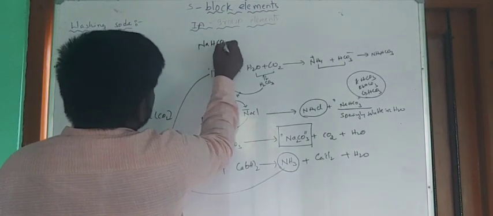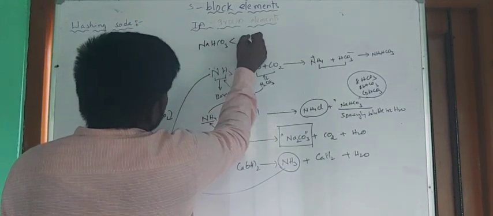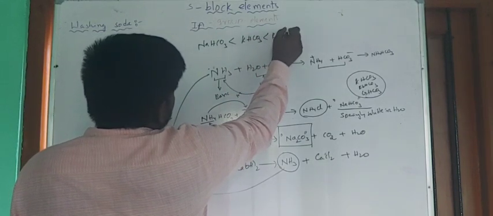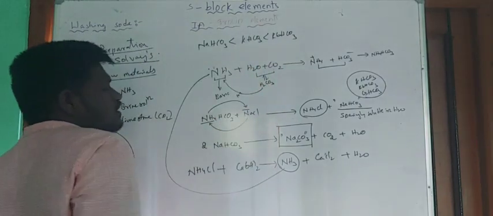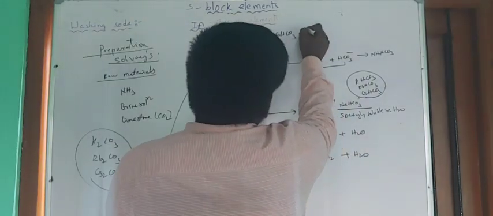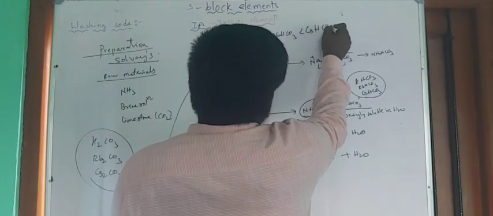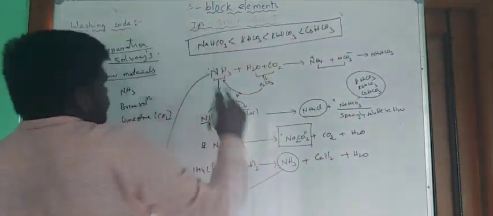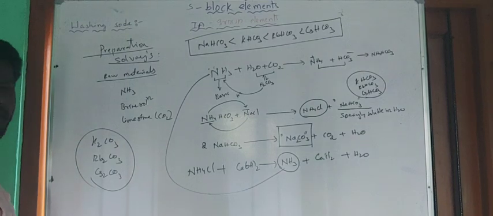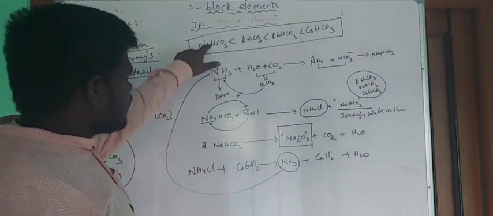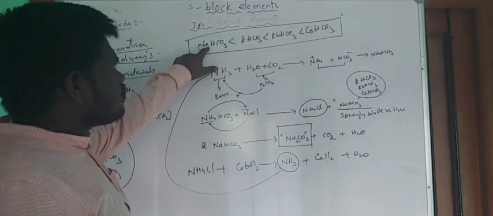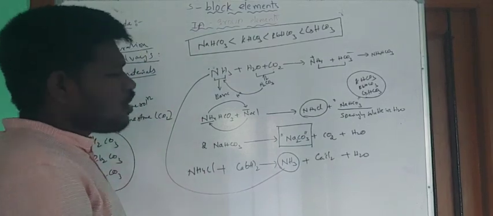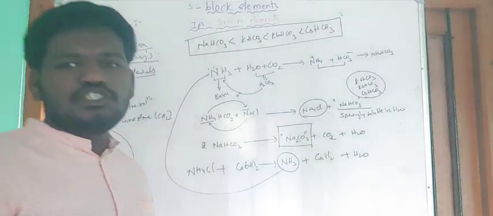NaHCO3 is less soluble than KHCO3, which is less soluble than RbHCO3, which is less soluble than CsHCO3. So this is the solubility order of the bicarbonates of the first A group elements in water. NaHCO3 is less soluble in water, so that's why we can prepare Na2CO3 through the Solvay process. This is about the preparation.